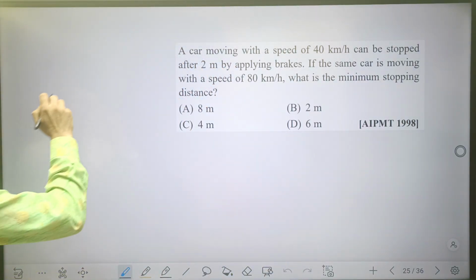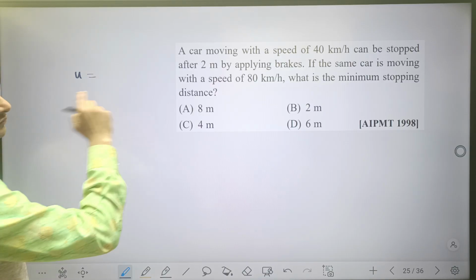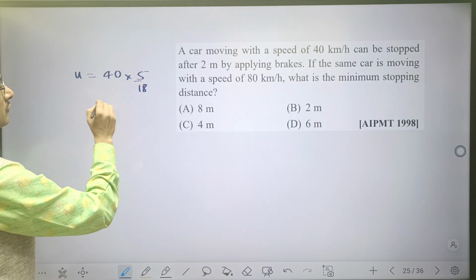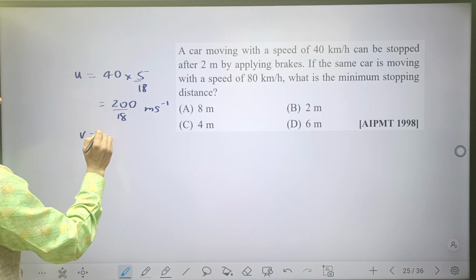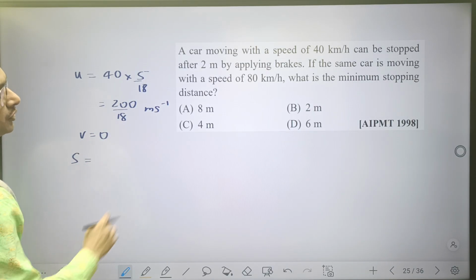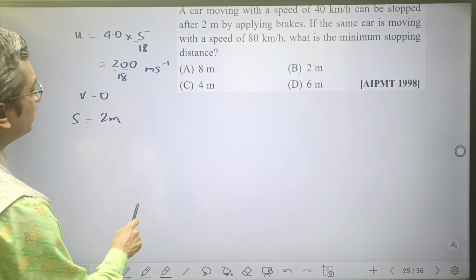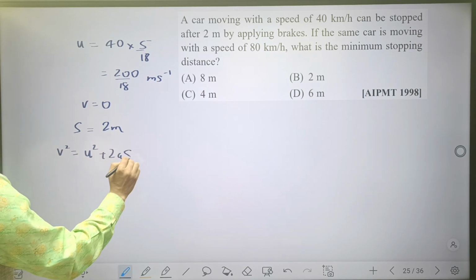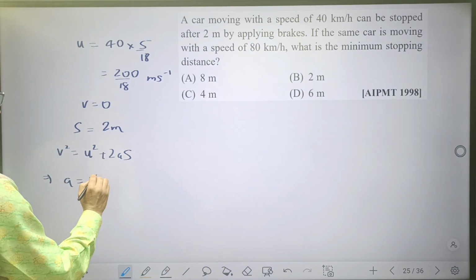From the first case, the car is initially moving at 40 km per hour. Convert it into meter per second: multiply by 5 by 18, so this is 200 by 18 meter per second. Final velocity is 0, and the distance covered during this brake is 2 meters. So for acceleration, using the third equation of motion, v square is equal to u square plus 2as, we have a is equal to v square minus u square by 2s.